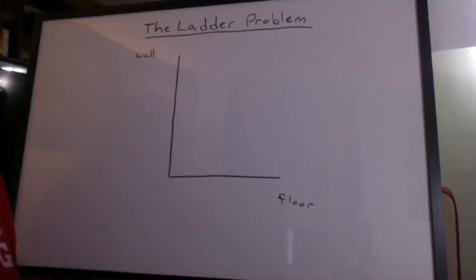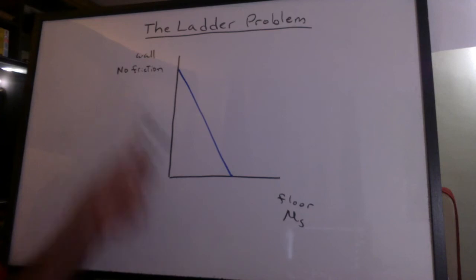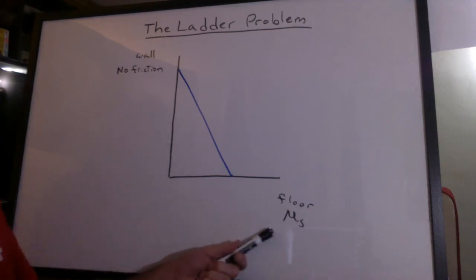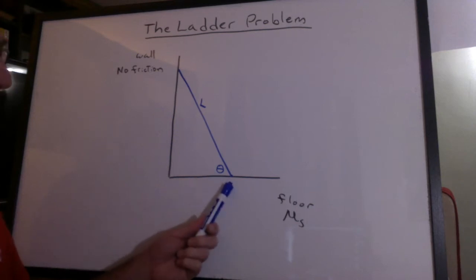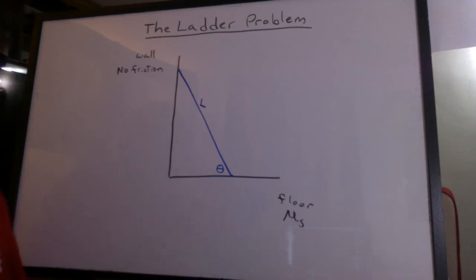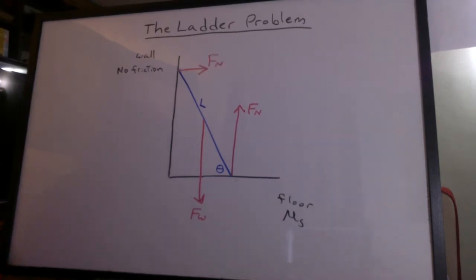Let's find out. So here we have the wall and the floor. Here's the ladder. We'll have no friction on the wall, and we'll assume all the friction is on the floor. We have the length of the ladder and an angle at the point at which this ladder will start to slide out. We have the weight of the ladder and the normal force from the floor. That's the only force that can hold up this ladder because the wall produces no friction. And there's a normal force coming from the wall.